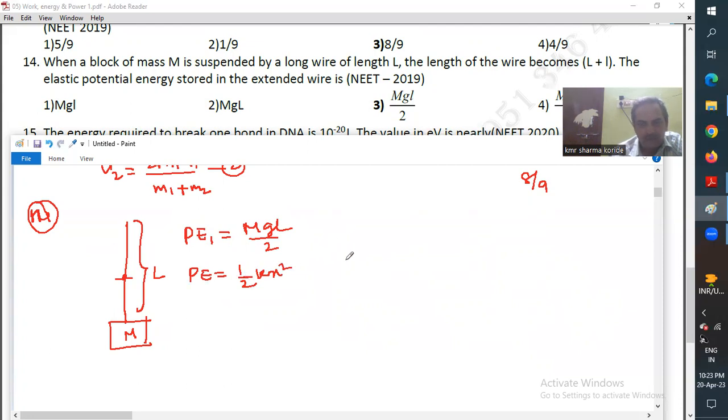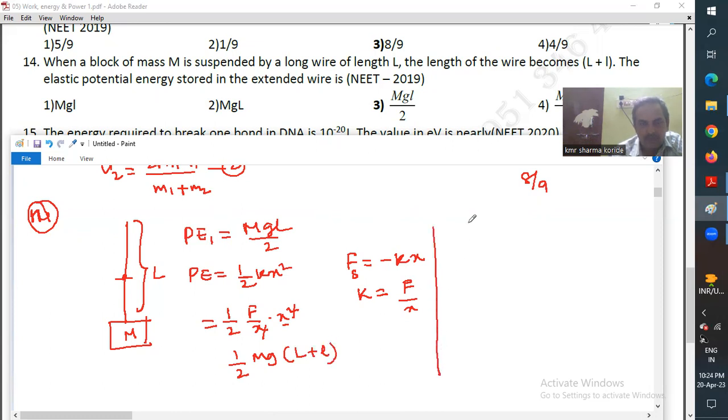In the chapter work and energy, there is a formula: the stretching force, the force with which the spring is stretched, is directly proportional to x, and the restoring force is minus kx. Now k can be replaced with F by x. So half into F by x into x squared. Therefore, this x and this x get cancelled. F is once again mg. This x is, as per the question, capital L plus small l.